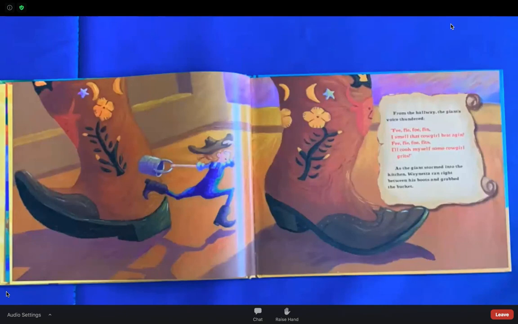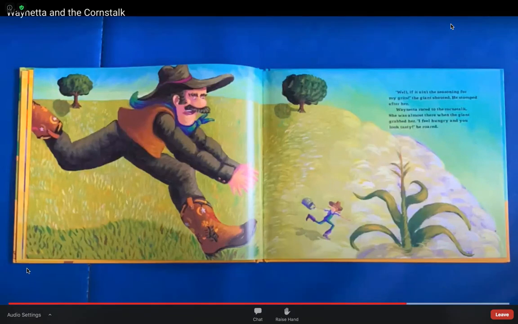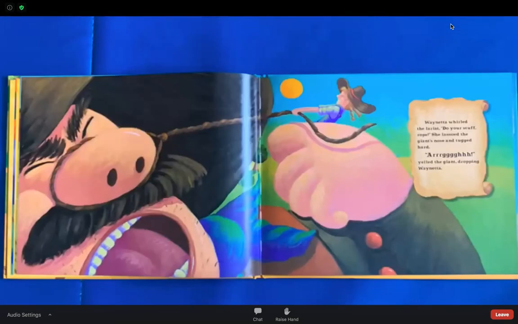As the giant stormed into the kitchen, Whenetta ran right between his boots and grabbed the bucket. "Well, if it ain't the seasoning for my grits," the giant shouted. He stomped after her. Whenetta raced to the cornstalk. She almost got there when the giant grabbed her. "I feel hungry, and you look tasty," he roared.